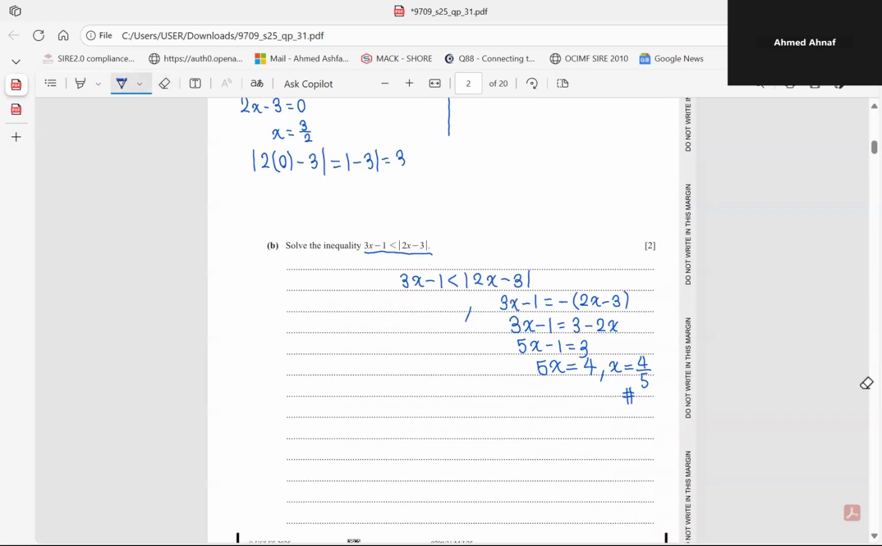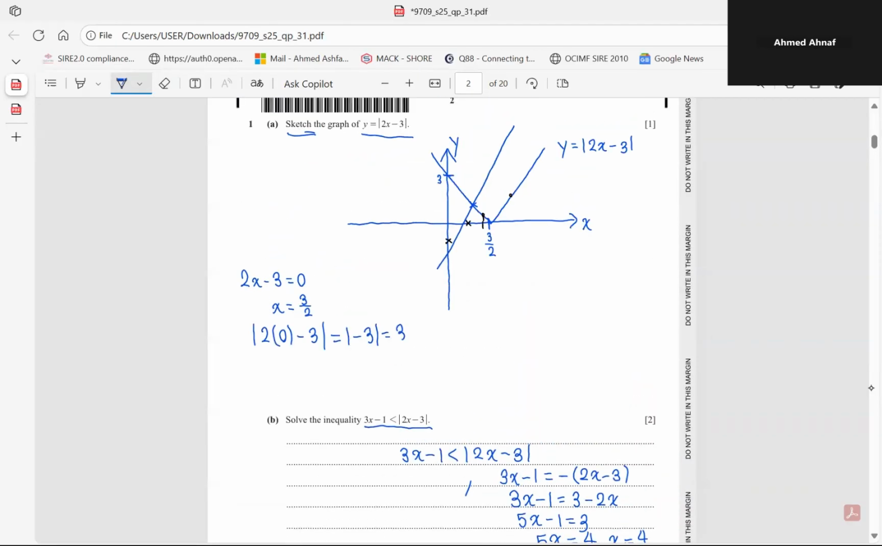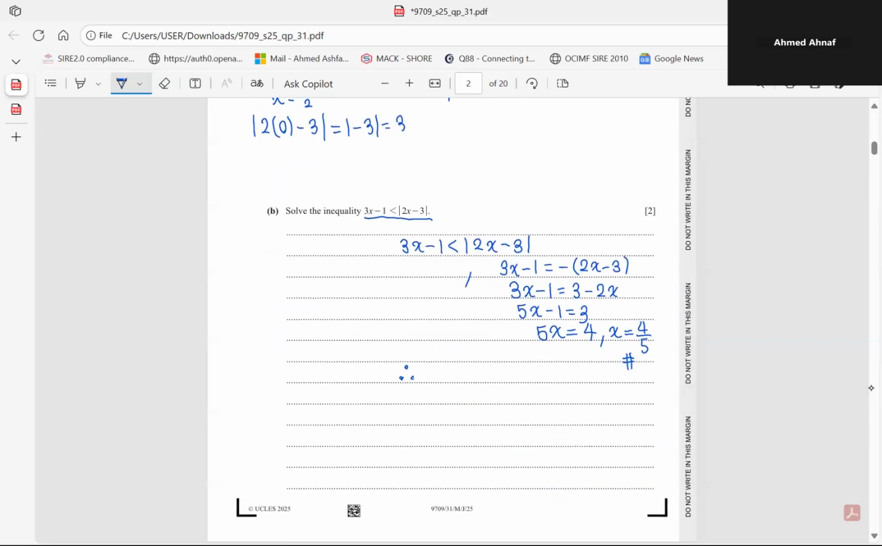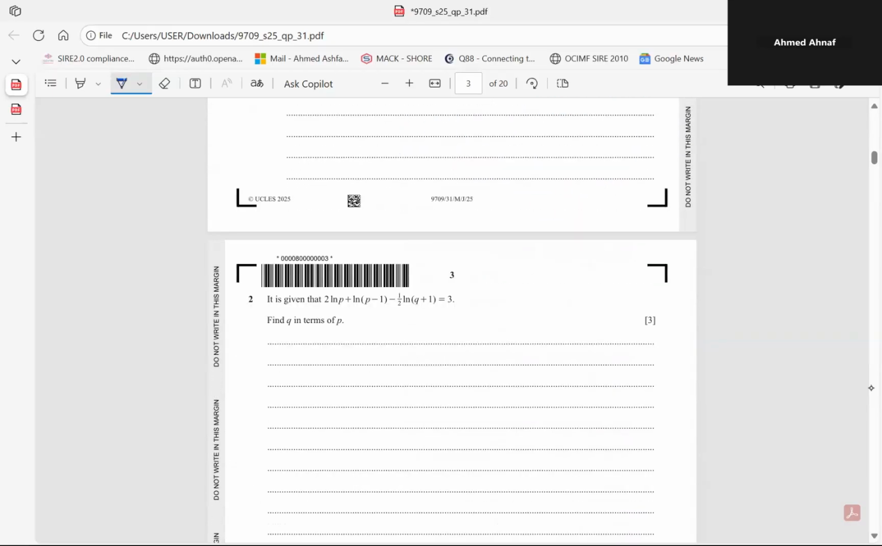Okay, since we are interested in the values of x where 3x minus 1 is less than the modulus function, we are going to have to look towards the left of the intersection point. So hence, our answer would be x is less than -2. So this is our final answer. Let's head on to the next question.